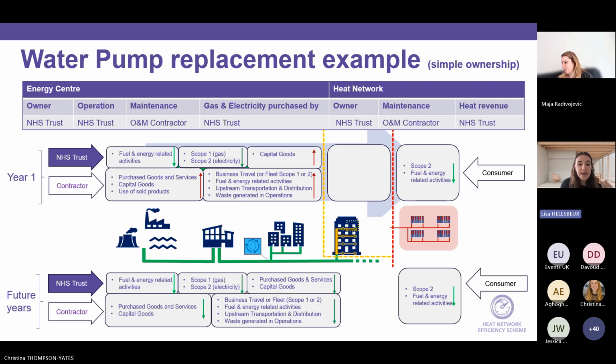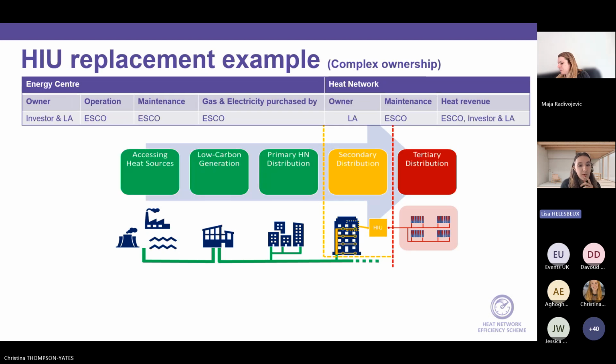So this example really illustrates the importance of taking a life cycle view, because you can see that year one may show some increases in certain categories, of course, because there is a capital investment, but over the life of the asset, the net impact is clearly positive for all the different stakeholders. So now we can look at another example that involves a slightly more complex ownership structure that you can find more frequently. For this new example, we are looking at a heat interface unit that is being replaced.